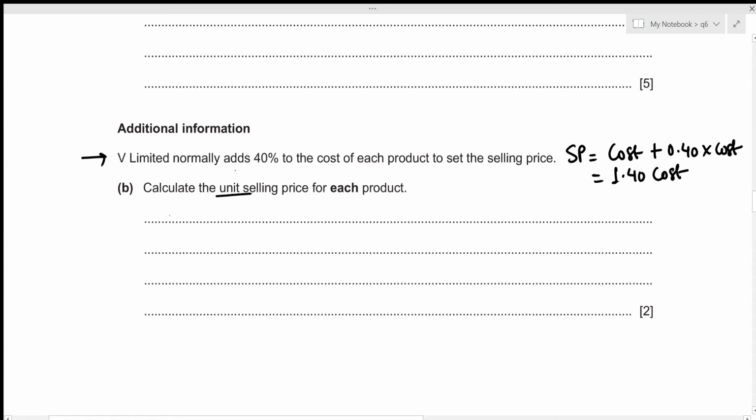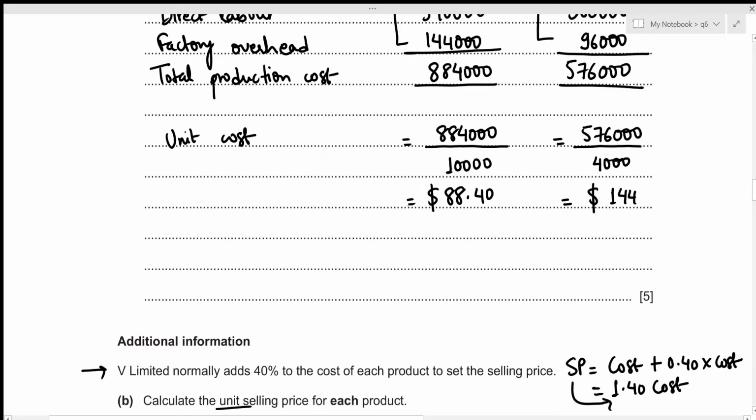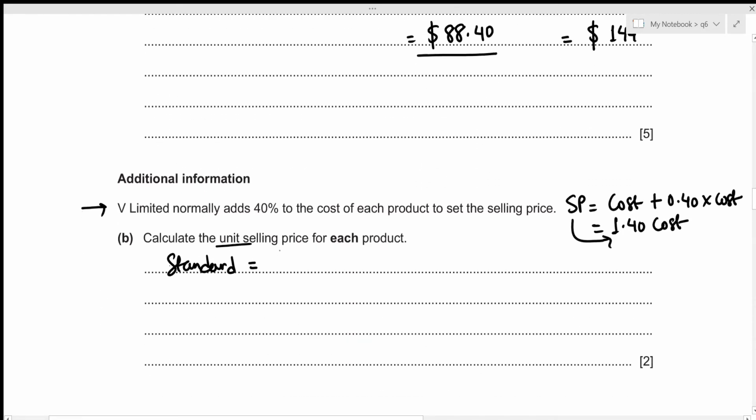Okay. Then for the second part of this question, we need to calculate the unit selling price for each product. We already have the formula in order to figure out the selling price. So for standard, that will be the unit cost times 1.40. And we figured out our unit cost to be 88.40. Let's write it down. And in order to figure out the selling price, we just need to multiply it with 1.40. And this gives our selling price per unit for standard to be 88.4 times 1.40, which results in the value of 123.76.